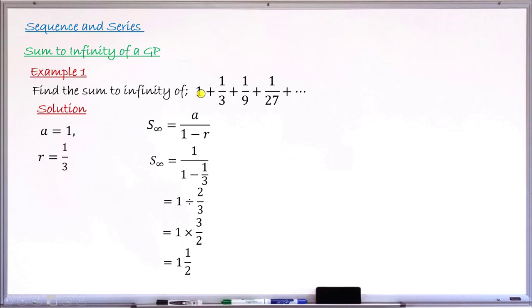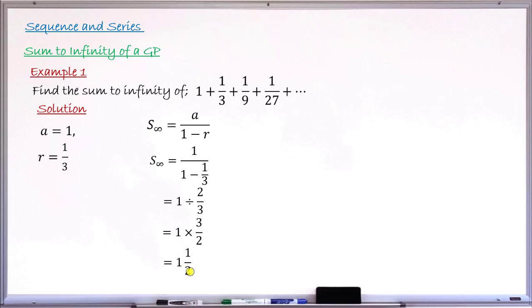If you are to add the terms from the first to the last term, and that last term, we don't know how many terms before we reach it. The number of terms is too many. So if we add them all together, this is what you now have: one whole number, 1 over 2.